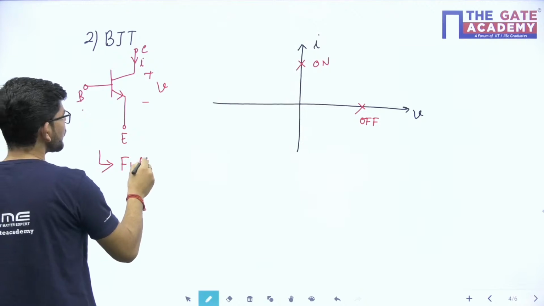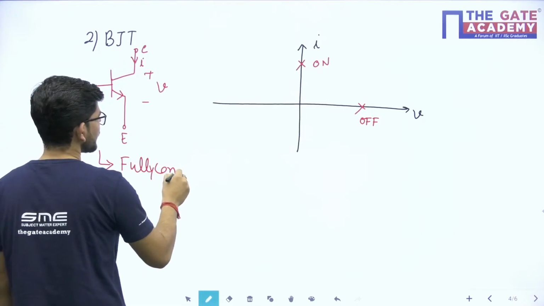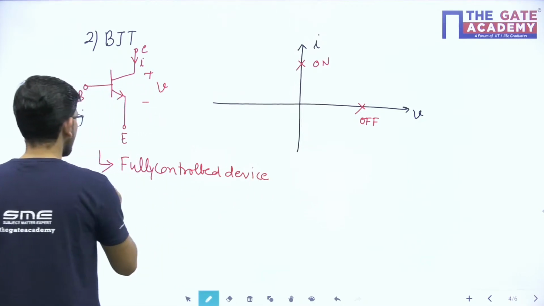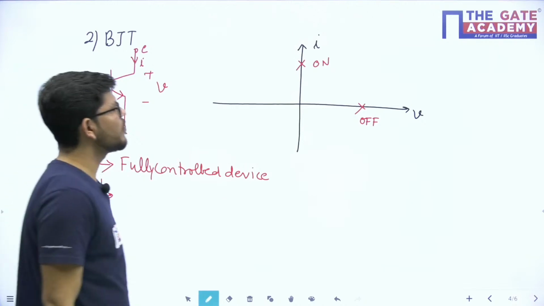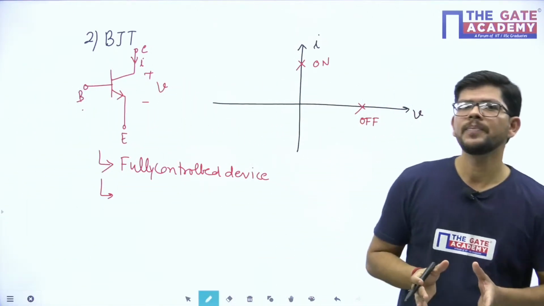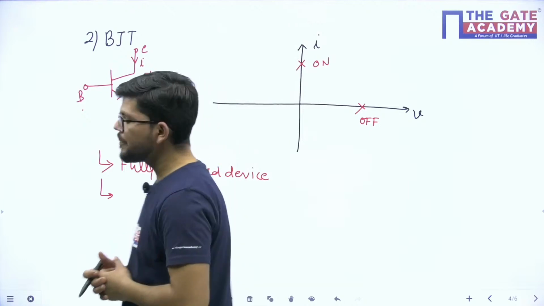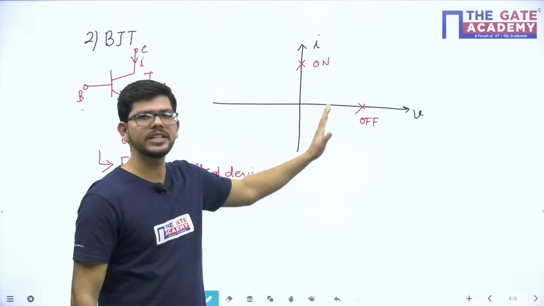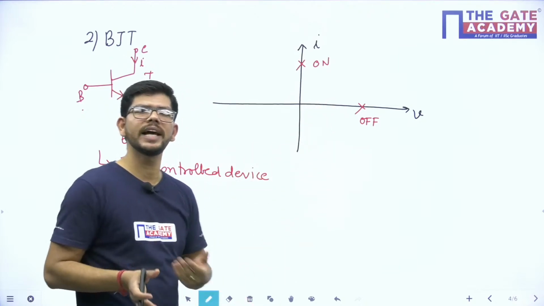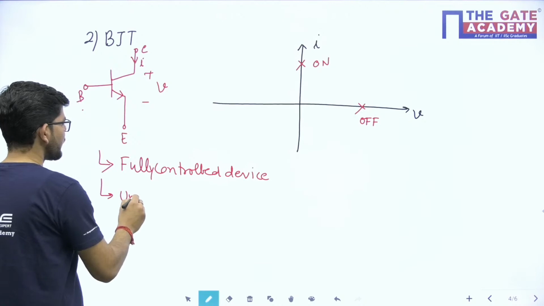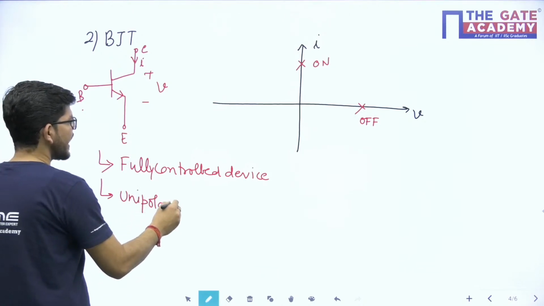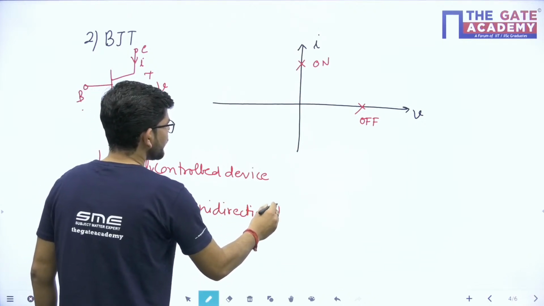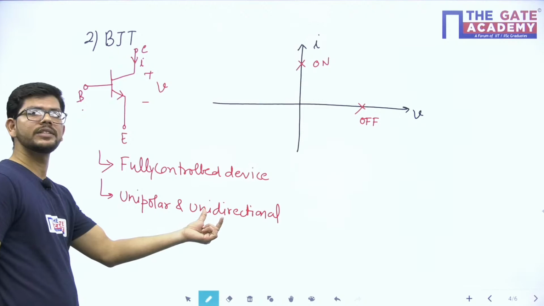Now if I talk about a few important points regarding BJT, so BJT is what? BJT is a fully controlled device. Safe operating area of BJT is what? The first quadrant. Okay, so from here you can see that the BJT will carry current in only one direction and it will block the voltage in only one direction. So it is a unipolar and unidirectional device. So BJT is basically a unipolar and unidirectional device.